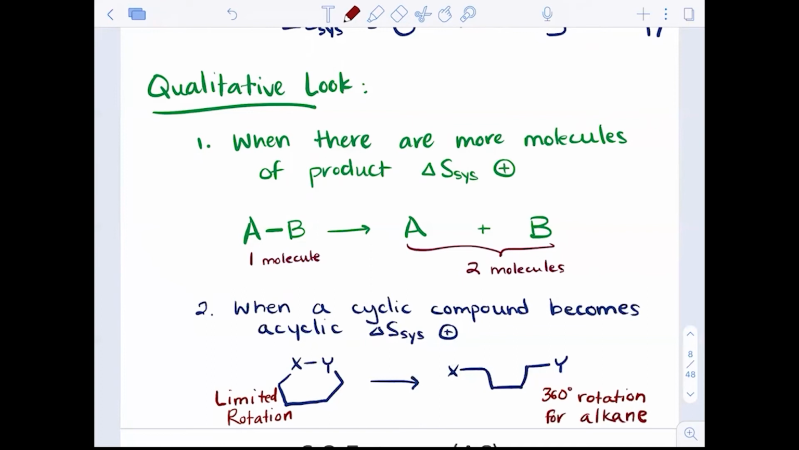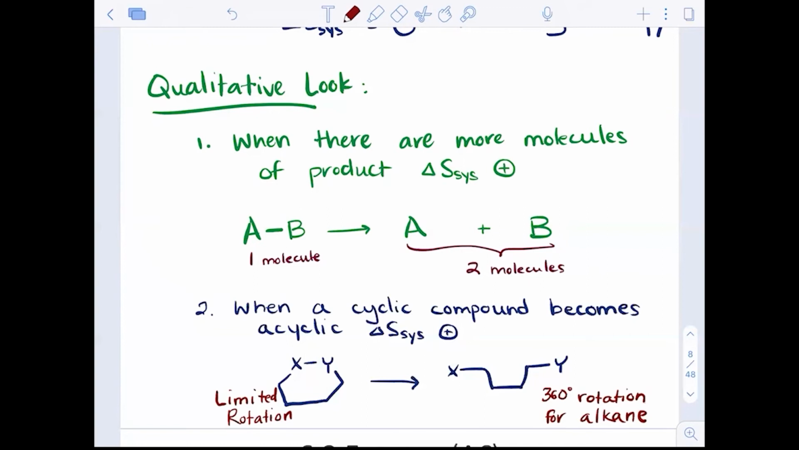We do know that pi bonds have a limited rotation, right? So that can also be something like this. But typically our best two things to look at are the number of molecules, comparing the reactants to the products, and limited rotation to full rotation for reactants and products.